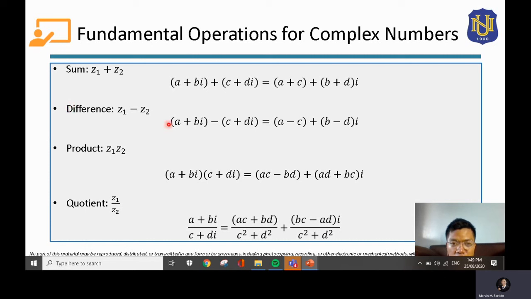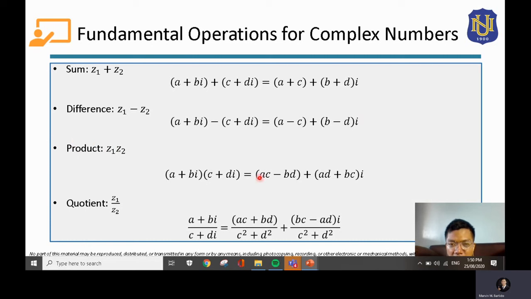Okay, so it's also the same when it comes to subtraction or difference of complex numbers. So let's say z1 minus z2, that will be a plus bi minus c plus di. So you just have to subtract the real parts and subtract the imaginary parts. Here the real part again is a, and here the real part is c, so that will be a minus c. So ito yon plus. Here the imaginary part is bi, and here the imaginary part is di. So subtracting that, that will be bi minus di, and then factoring out i, that will give you b minus d.